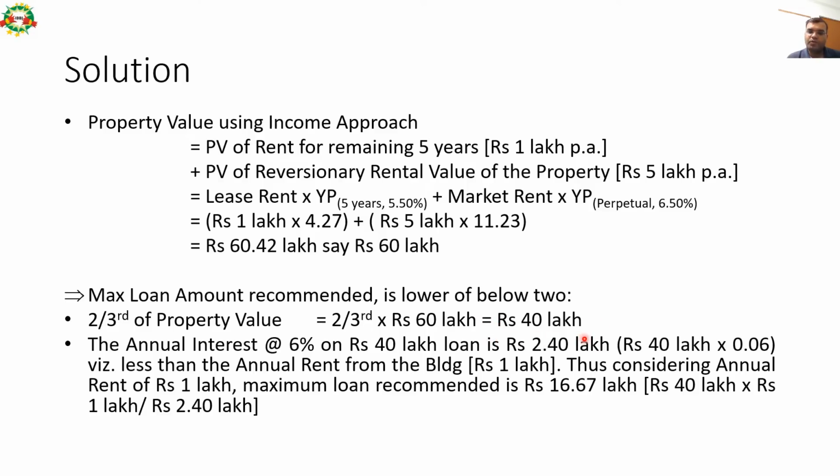The mortgager will be required to pay 2.4 lakh rupees of interest annually. However, the property is earning only 1 lakh rupees. So the mortgager will not be able to serve interest of the entire 40 lakh rupees out of the rent of the property, at least for the next 5 years, right? So to ensure that the income generated by the property should be able to meet the interest expense of the loan, we cannot sanction more than 16.16 lakh on this property, considering the second parameter.